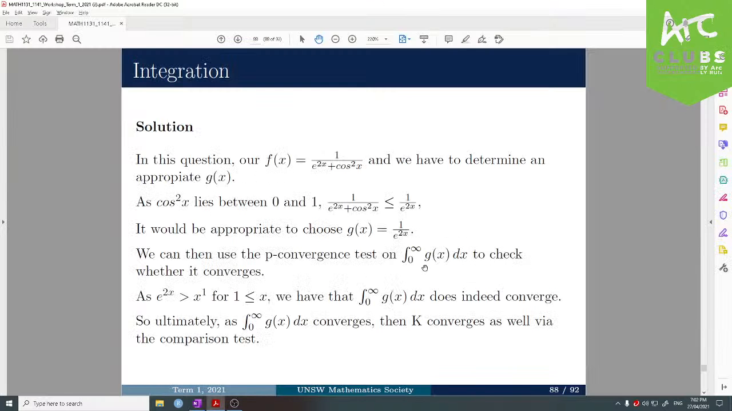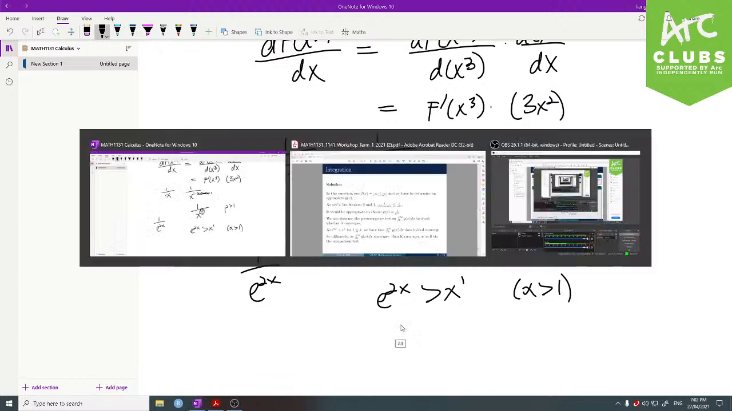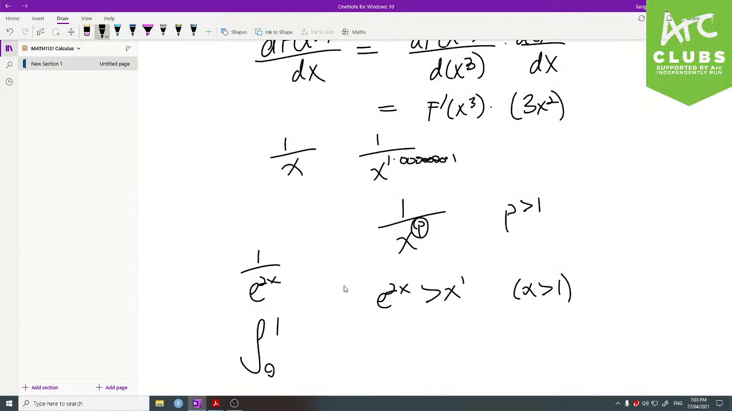If we look at our g here, we have 1 over e to the power of 2x. Clearly e to the power of 2x is going to grow much faster than just x for values of x greater than 1, which means we can apply the p-convergence test to say that the improper integral of g(x) will indeed converge. Like I said before, e to the power of 2x is clearly bigger than x to the power of 1 for any value of x greater than 1, and so this will indeed converge. The reason we only care about x greater than 1 is because this integral can be rewritten as this anyway.